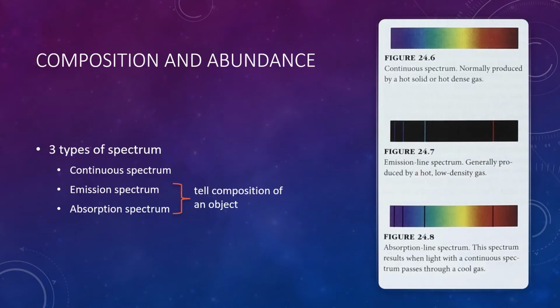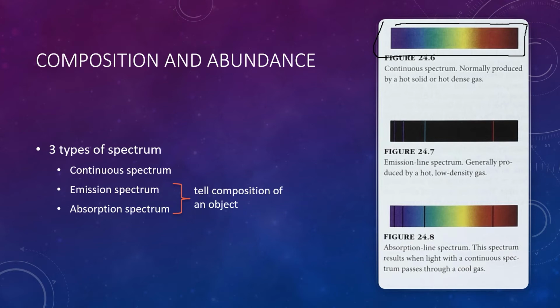The continuous spectrum means that all colors are present. And this has to do with the composition and abundance. So there are 3 types of spectrum that we have learned about so far. The continuous spectrum, which is where we see all the colors of the rainbow. Ta-da! This is normally produced by a hot solid or hot dense gas.